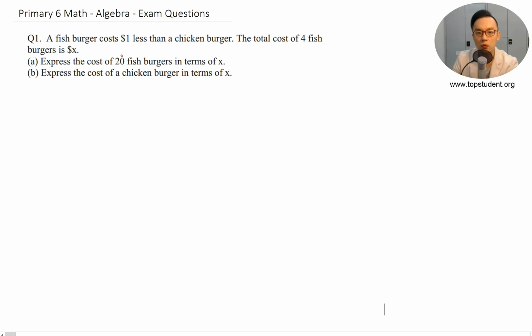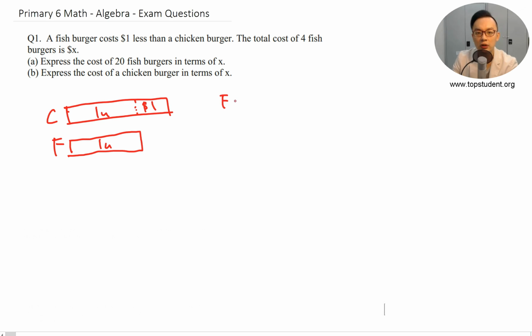A fish burger costs $1 less than a chicken burger. So which one is cheaper? The fish burger is cheaper, right? So in terms of models, it will look like this. This is the chicken, this is the fish, and this is $1. So fish is 1U, chicken is 1U plus $1. You get this, right?